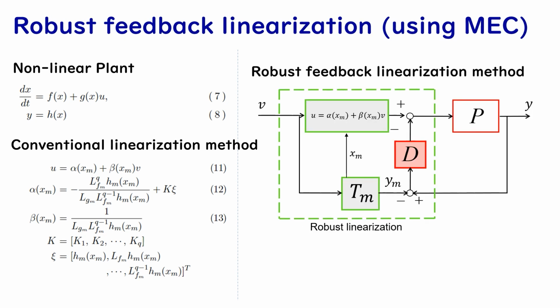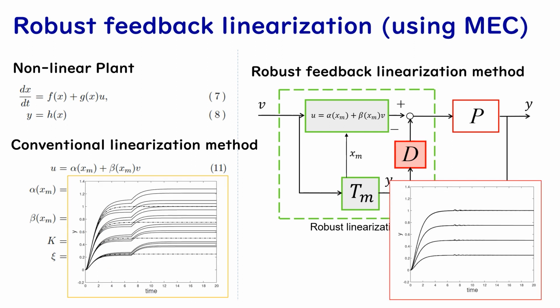On the other hand, we propose a robust feedback linearization method. Tm is the linearized system and U is the feedback linearization using the state of the model. D is the error compensator filter. We can find that the model error effect is suppressed by using the proposed method.